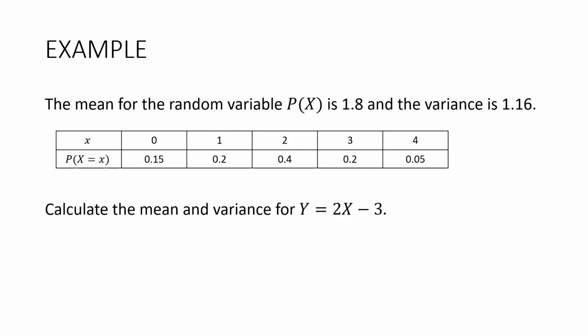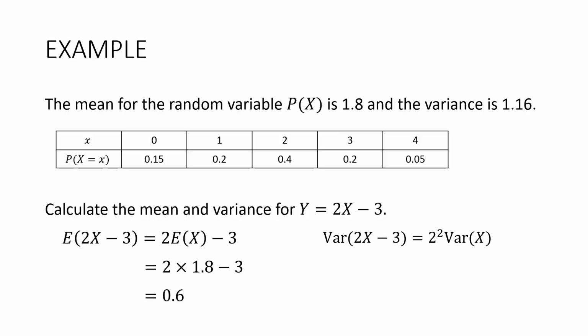So here's an example. The mean for the random variable x is 1.8 and the variance is 1.16. Calculate the mean and variance for y, which is equal to 2x minus 3. So from our formula booklet, the expected value of 2x minus 3 is 2 times the expected value of x, take away 3, which is 0.6. And the variance is going to be 2 squared times the variance of x, which is 4.64.